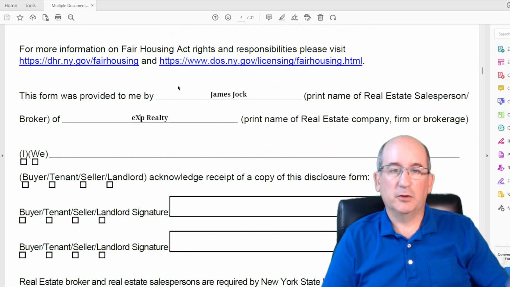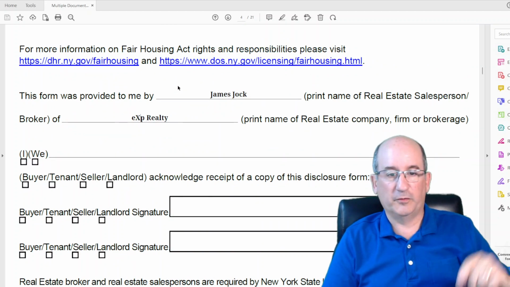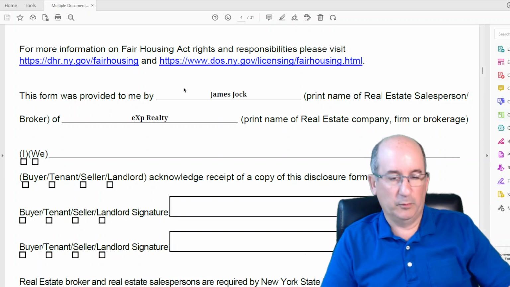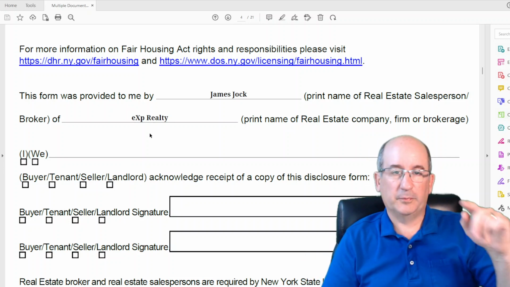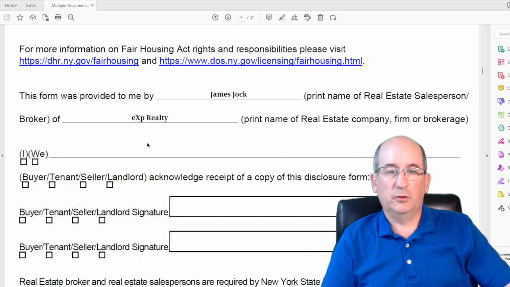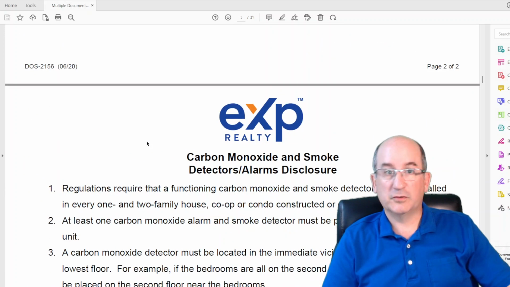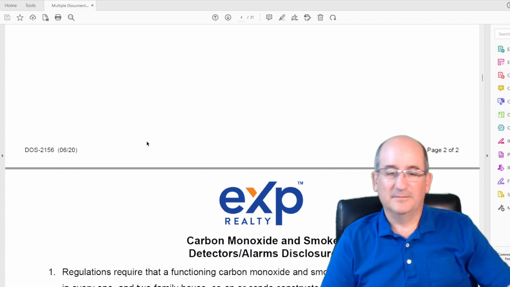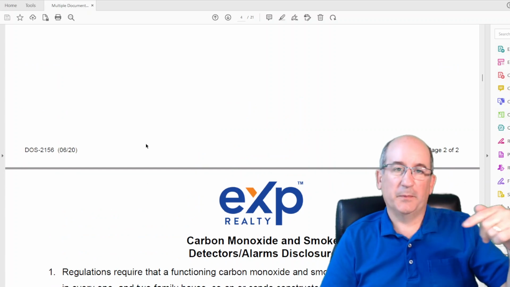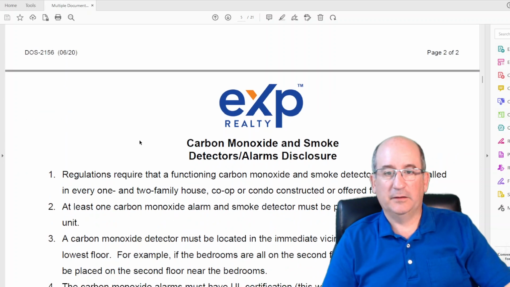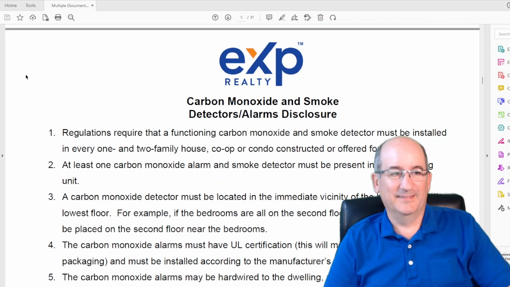But you should also have some of these extra forms that you can give them, so that they sign one and take the other, or sign two and take one, or whatever. But at your first substantive contact with them, you need to have them sign these first two forms we've already gone over. Questions about that? I hear none. If you do, just put them in the comments, email me at james.jock@exprealty.com, or call me on my cell. Be glad to answer questions. I've had funny stuff come up, a lot of stuff.